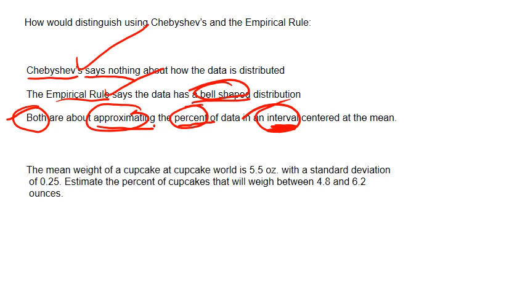The mean weight of a cupcake at Cupcake World is 5.5 ounces. It has a standard deviation of 0.25. I want you to estimate the percentage of cupcakes that will weigh between 4.8 and 6.2 ounces.